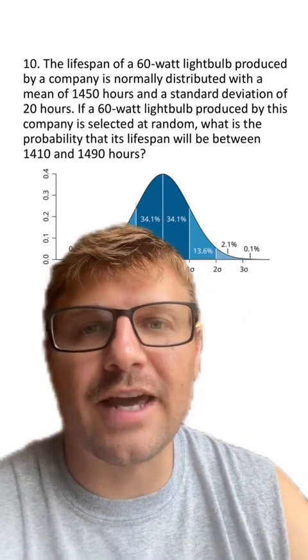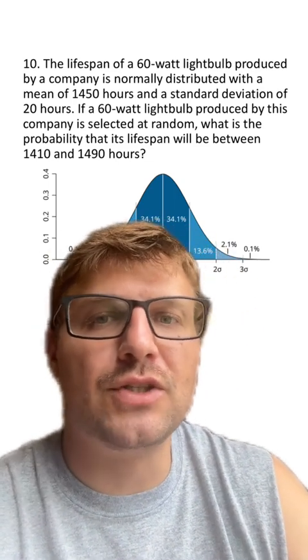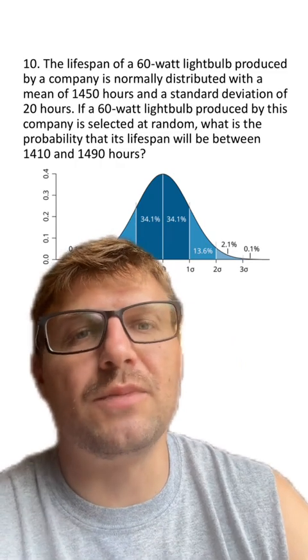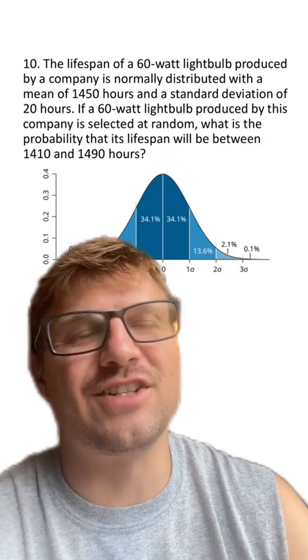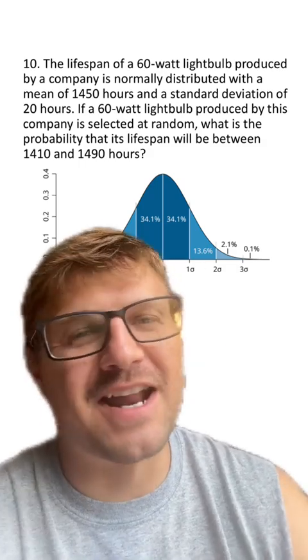All right, last question. The lifespan of a 60-watt light bulb produced by a company is normally distributed with a mean of 1,450 hours and a standard deviation of 20 hours. If you can't tell, I'm running out of steam on this one.